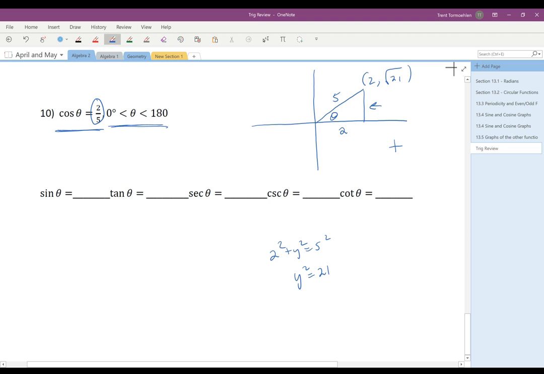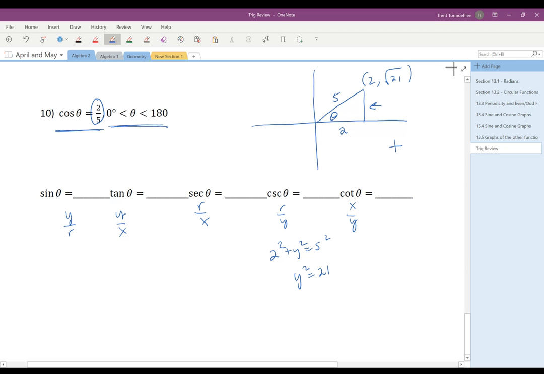And so now we go through, remember that sine is y over r, tangent is y over x, secant is the reciprocal of cosine, so it's r over x. Cosecant is the reciprocal of sine, so it is r over y, and cotangent is the reciprocal of tangent, so it's x over y.